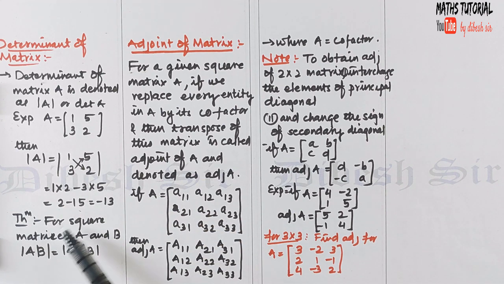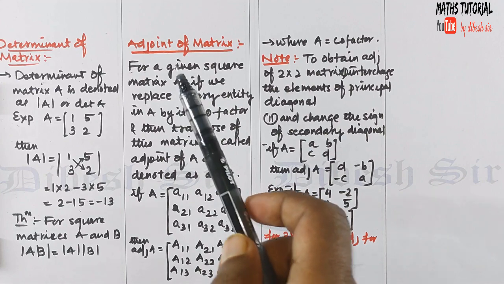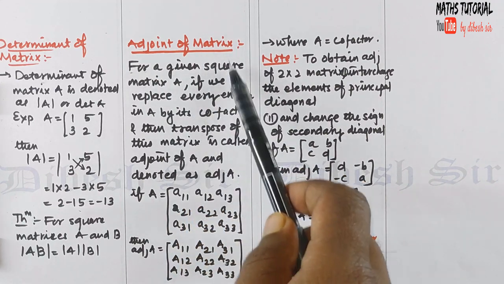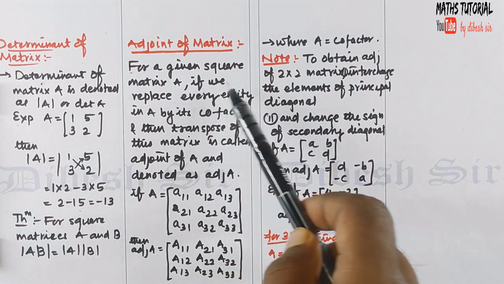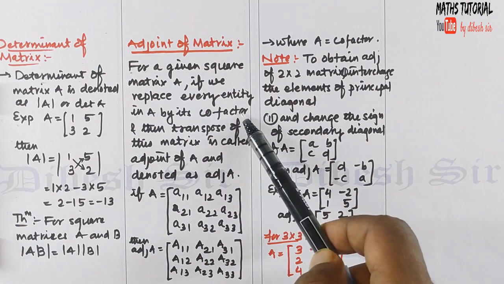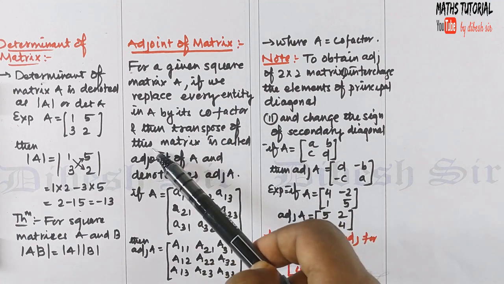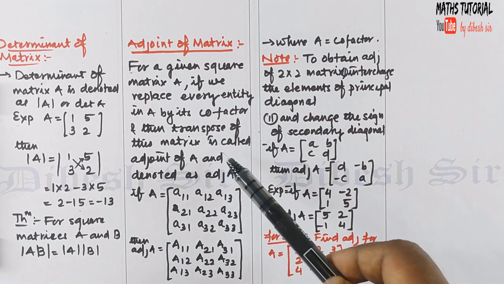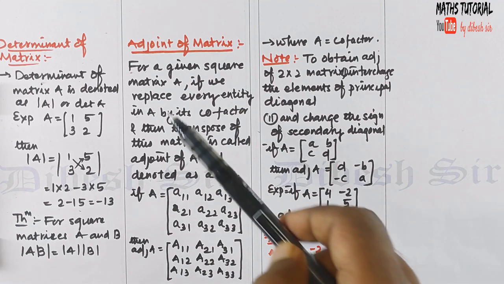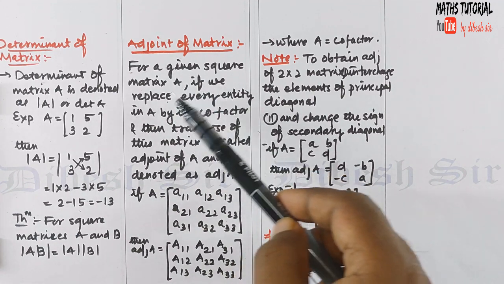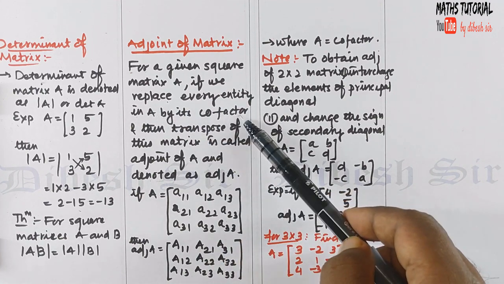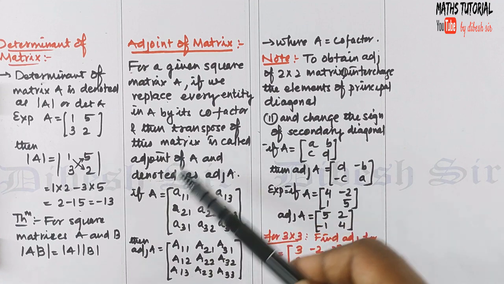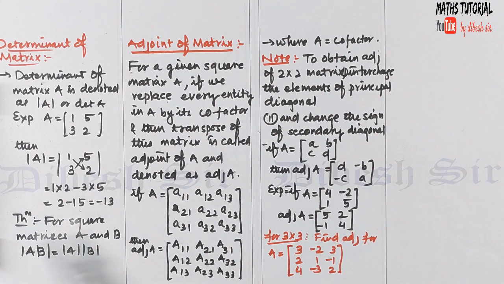Next, theorem for square matrices A and B. Determinant of AB is equal to determinant of A into determinant of B. Next, remember that, adjoint of matrices. For a given square matrix, if we replace every entry in A by its cofactor, then the transpose of this matrix is called adjoint of A and denoted as adjoint A. Remember that.